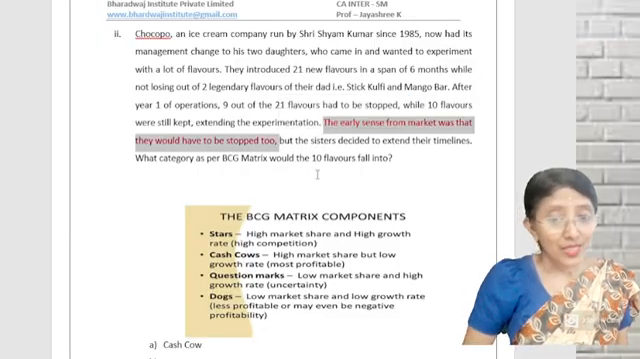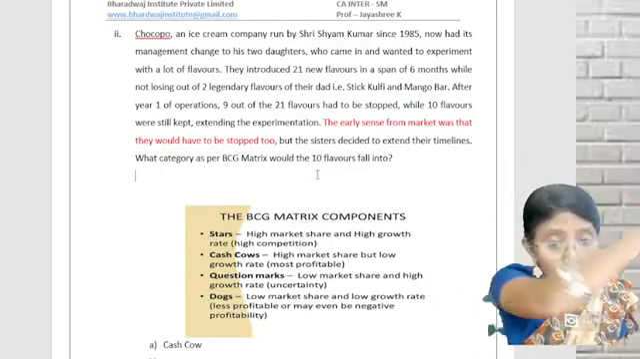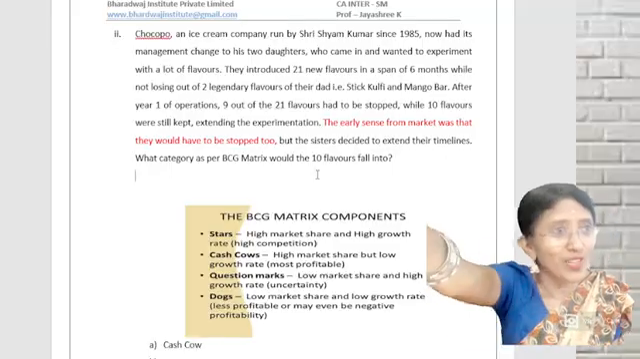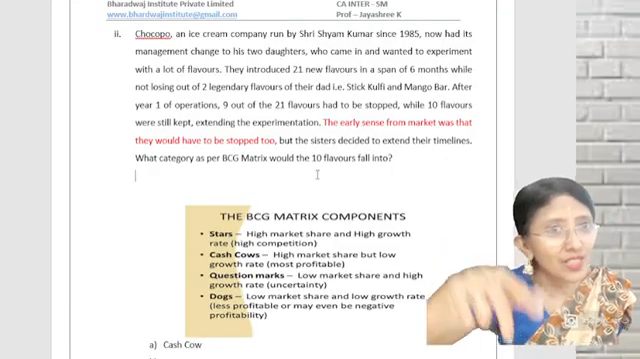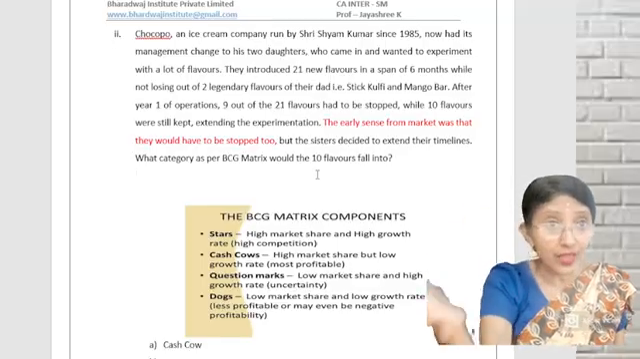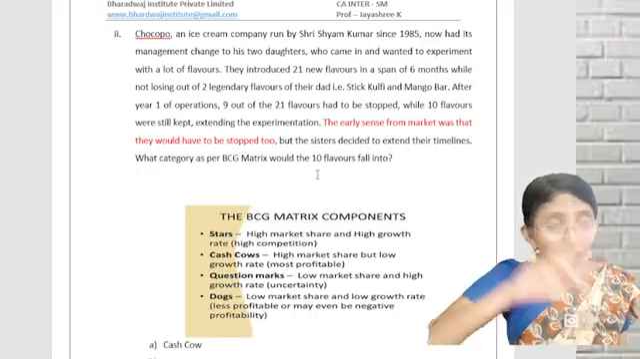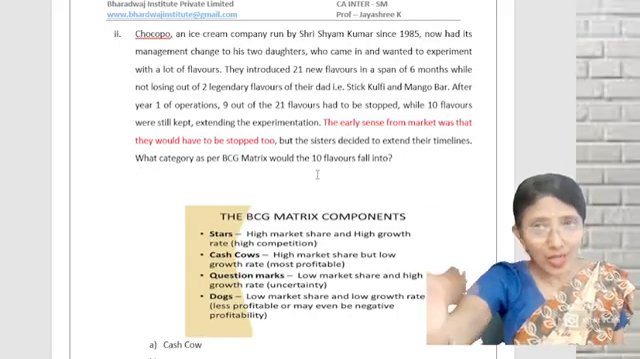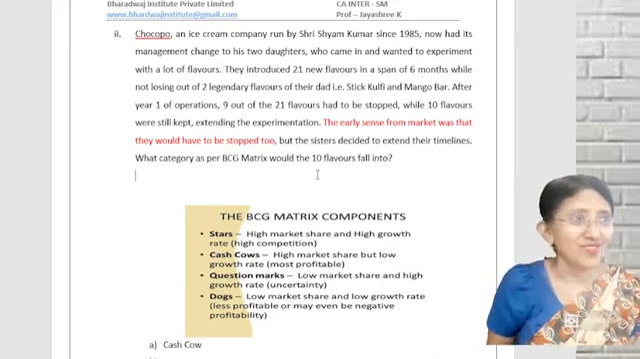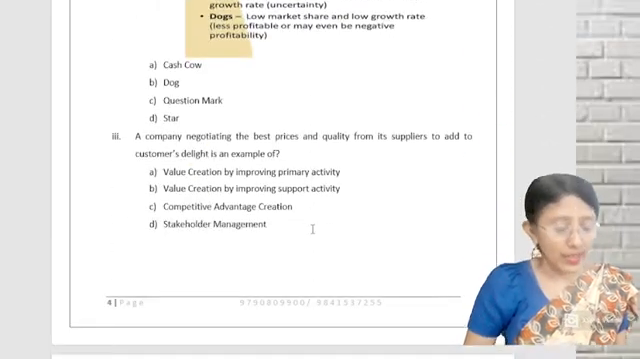Dogs. The early sense from the market, the signal from the market, is that it should be stopped. But the sisters only extended the timelines. So they are dogs. The early feel from the market is stop. Do you understand the difference? You got the point. Negative, correct. But of the two, which is most appropriate? Are you clear on this? Okay. Next one.